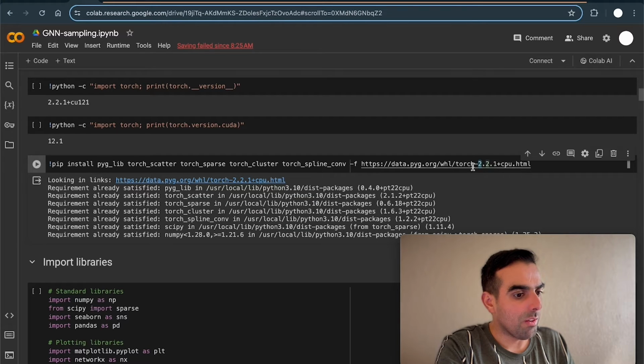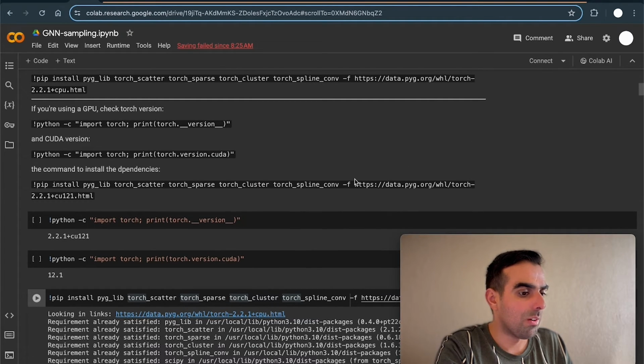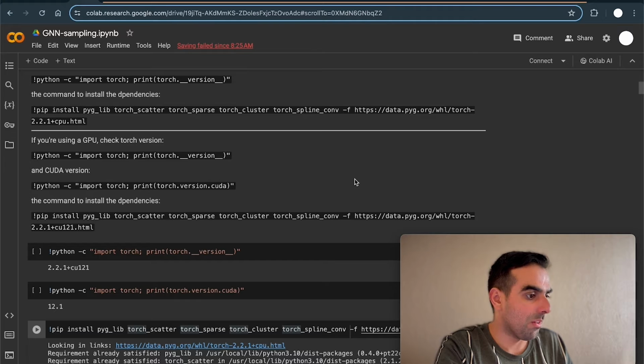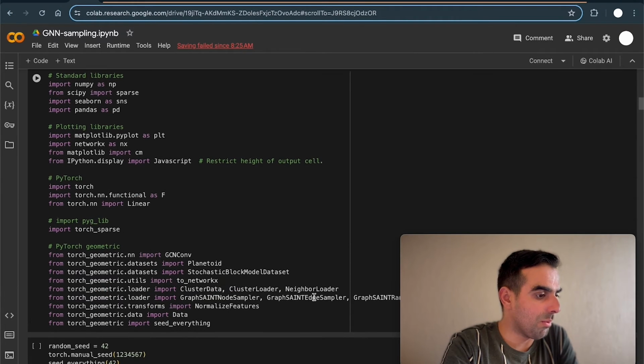So here I'm working on the CPU version of Google Colab, and this is the torch version. So you just plug in the torch version, and if you're working on the CPU, just type CPU, and if you're working on the GPU, just type your CUDA version.